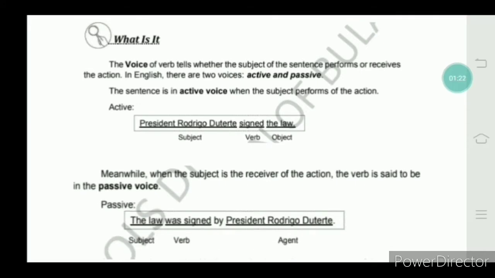Next, we have the passive voice. When the subject is the receiver of the action, the verb is said to be in the passive voice. Here is the example. The law was signed by President Rodrigo Duterte. The law now is the subject. Was signed is your verb. And we have the added word by. And then we have President Rodrigo Duterte as the agent. The one doing the action now is President Rodrigo Duterte. As you can see, there is a change in the structure or arrangement of the elements of the sentence.